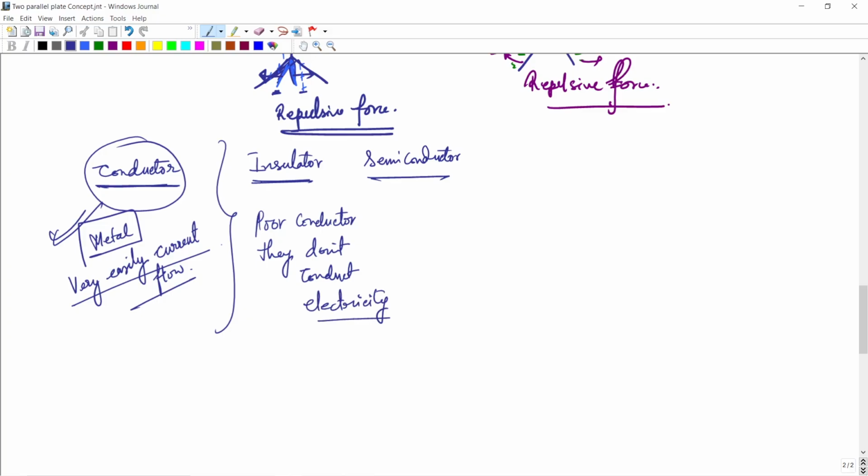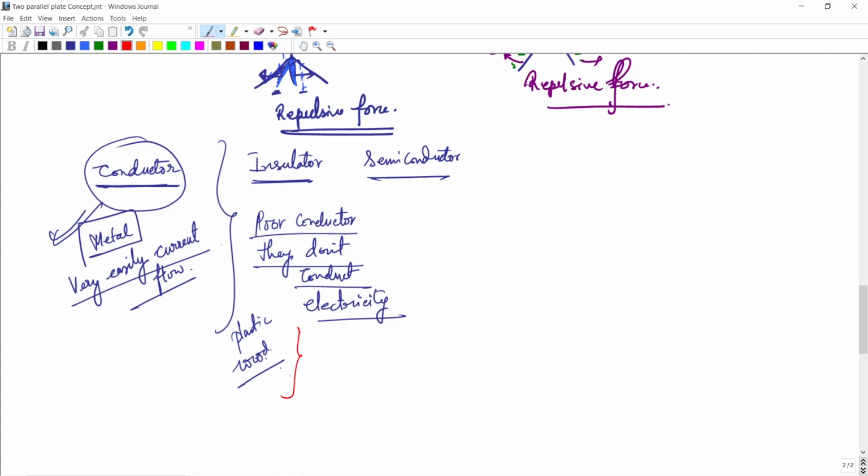So that's why these are called very poor conductors. Take an example, plastic, wood. Okay, these are very poor conductors, so that's why these are called insulators. Okay, very weak flow of electrons here. Mainly the flow of electrons is very weak.